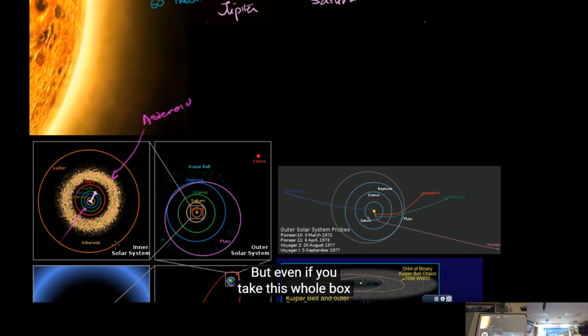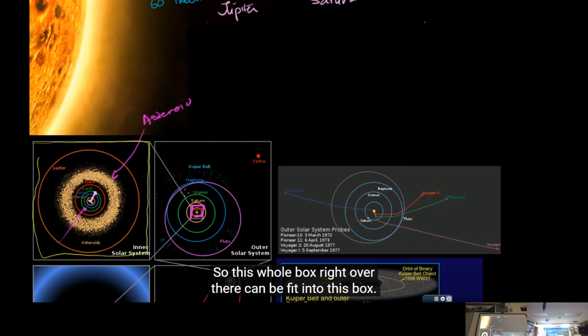But even if you take this whole box here, which is a huge amount of distance, of roughly about 5 astronomical units, it would take about 40 minutes for light to get from the sun to Jupiter. So this is a huge, huge distance. But even this huge distance, we can put into this little box right over here. This whole box can be fit into this box. And you need to do that in order to appreciate the orbits of the outer planets.